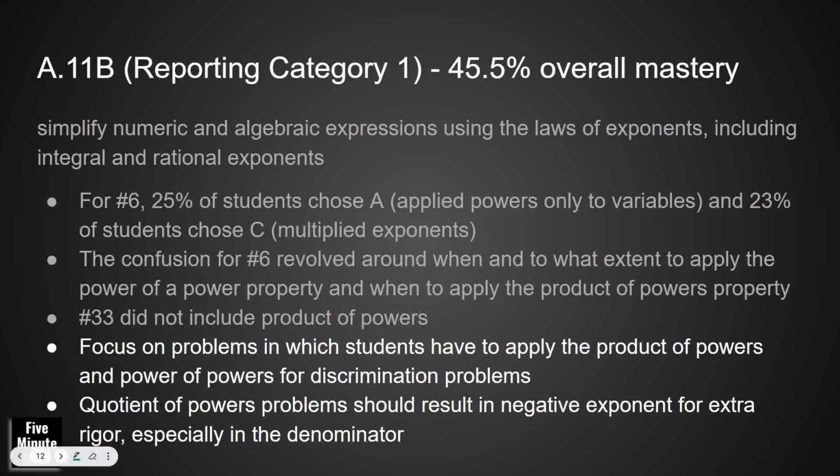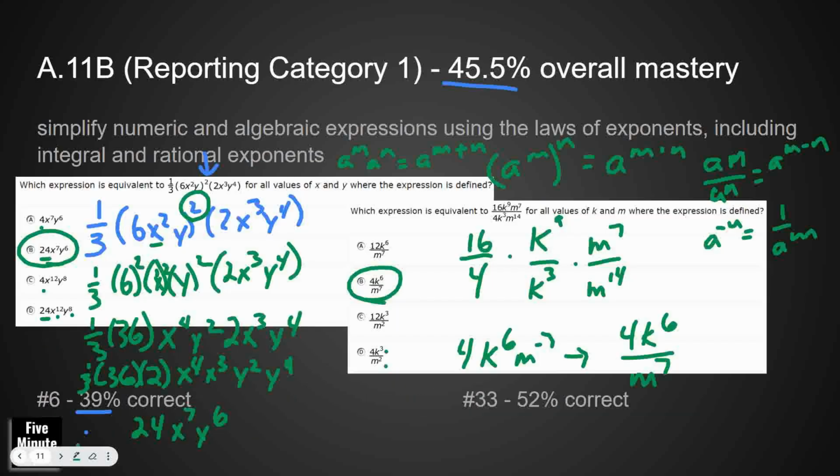So for number 6, I told you that we had some misconceptions there. 25% chose A. So let's go back and look at A. That's 25%.